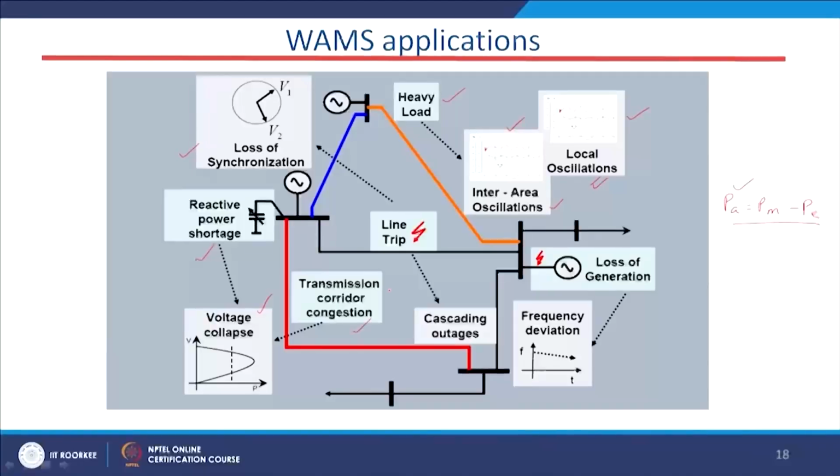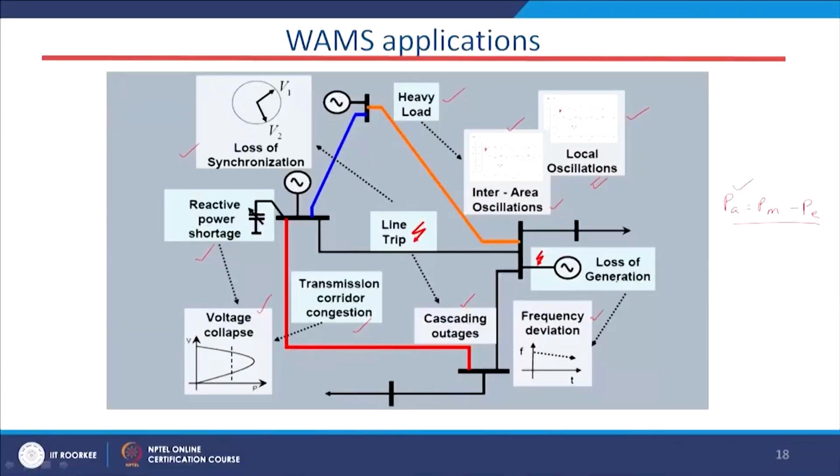Now, coming to transmission corridor congestion. If we are supplying power through a particular transmission line from one bus to another bus, there is a chance that the line may be overloaded. So there may be some congestion. In that case, how do we maintain it, how do we divert the power? Unless we know the status of the line, we cannot take any decision. That decision can be taken using the WAMS technology.